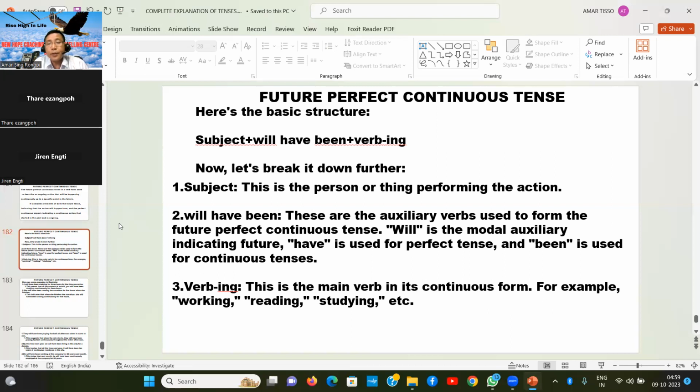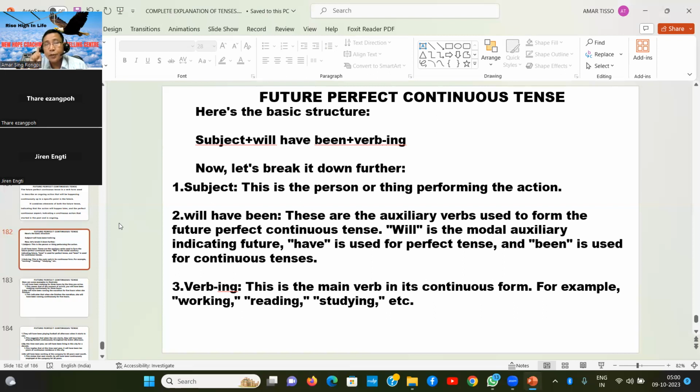Number 2, will have been. These are the auxiliary verbs used to form the future perfect continuous tense. They should be combined. Will is the modal auxiliary verb indicating the future. Have is used to indicate the perfect tense, because for the perfect tense, have or has is needed. So here, have is used for the perfect tense, and been is used for the continuous.